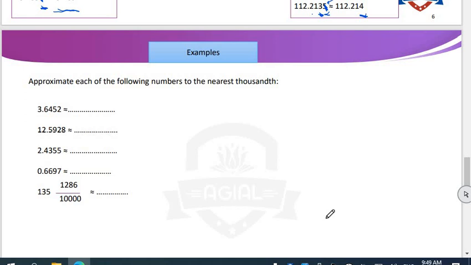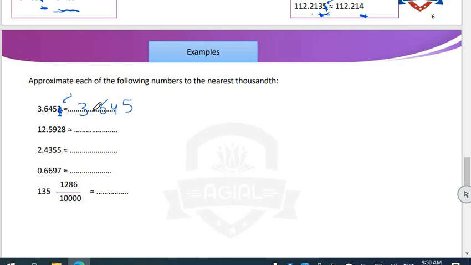So in here, the first example, who can solve it? Okay, solve with me. We ask 2 in the 10,000th place. Okay, 2, are you strong or weak? 2 is weak. So we don't change the number and remove 2. So the result will be 3.645.